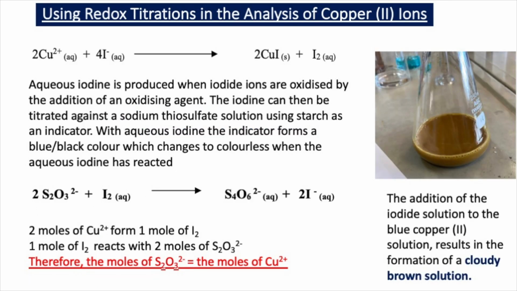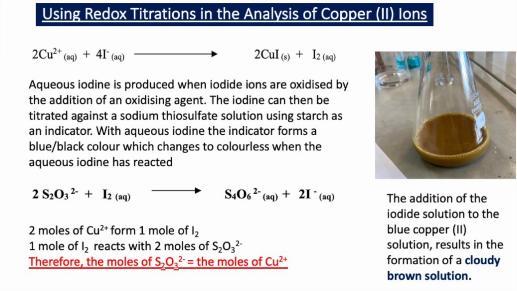So this slide shows a picture of the cloudy brown solution that would form if we reacted a solution of copper 2+ ions with a solution of iodide ions such as potassium iodide, and we would form this copper 1 iodide and iodine, and that's the cloudy brown solution. Now, aqueous iodine is produced when these iodide ions are oxidized by the addition of copper 2+, which acts as an oxidizing agent here, and the iodine can then be titrated against sodium thiosulfate solution using starch as an indicator.